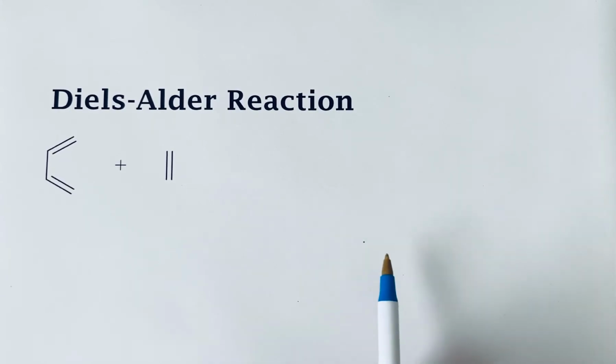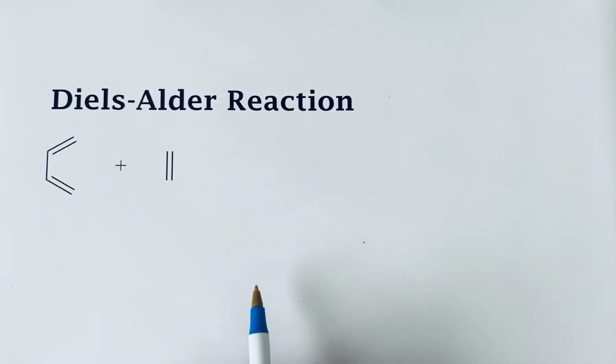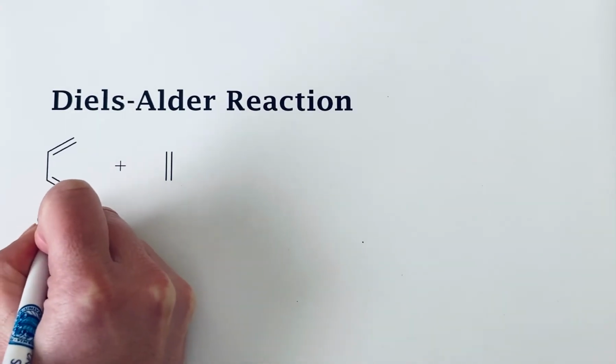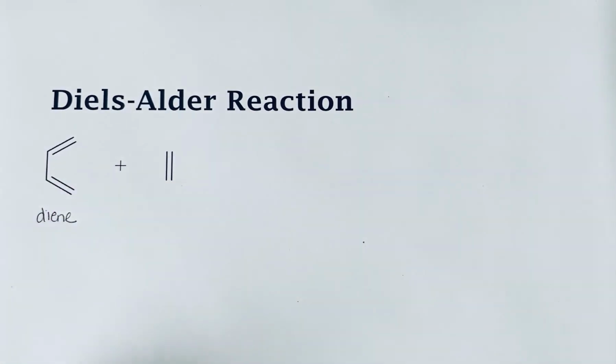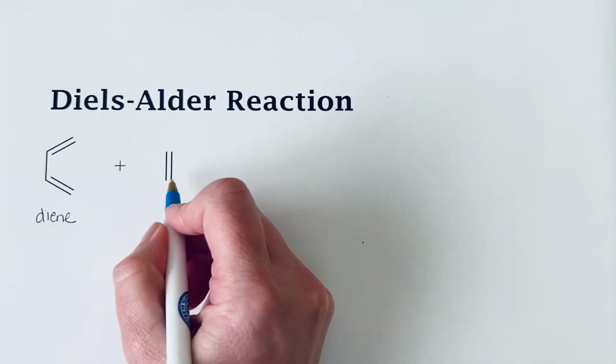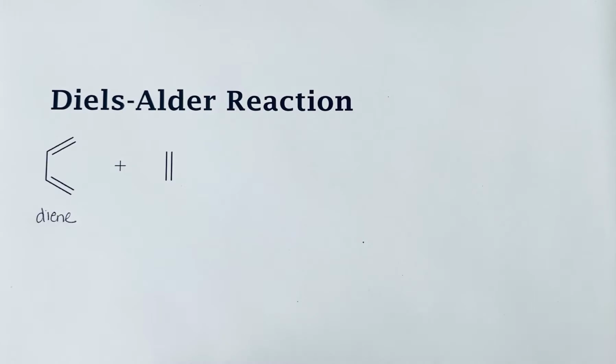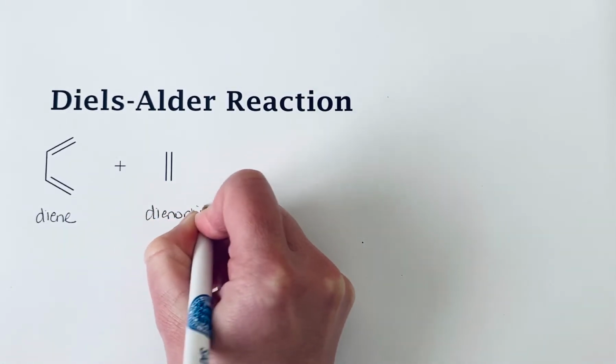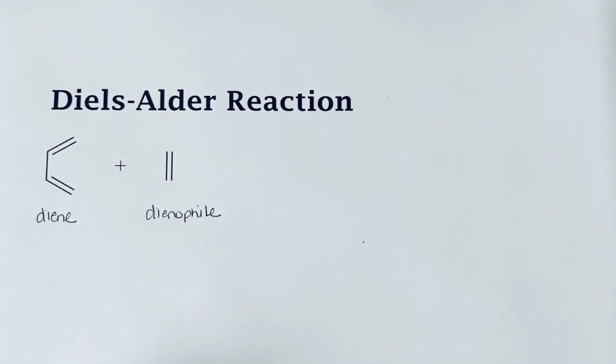So what we've got written down here are the two partners that come together in a Diels-Alder reaction. So we have a conjugated diene, and we have another molecule that has a pi bond, and this will love to react with the diene, so we call this the dienophile. And so a few things to note here about the diene and the dienophile.